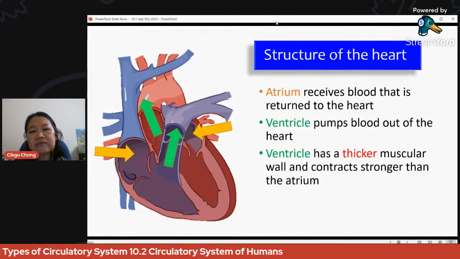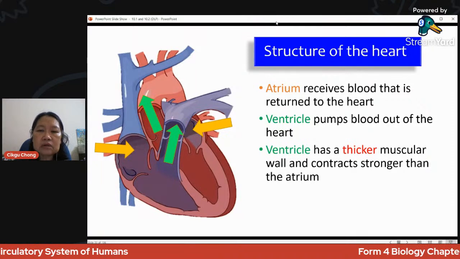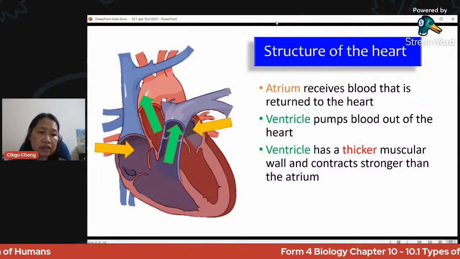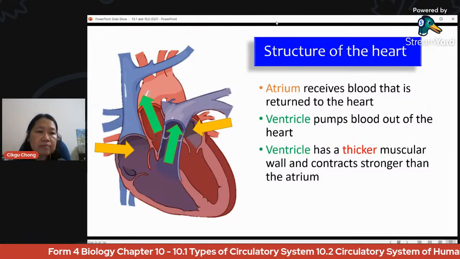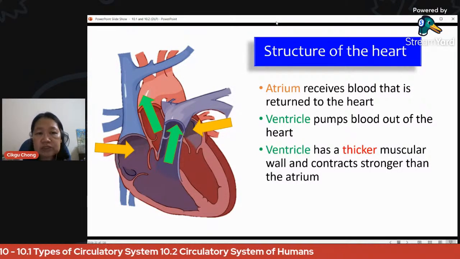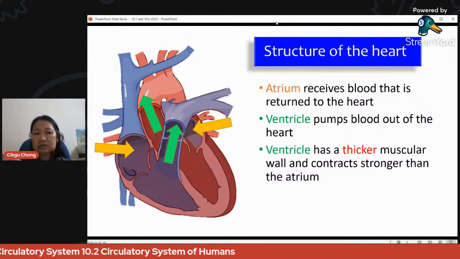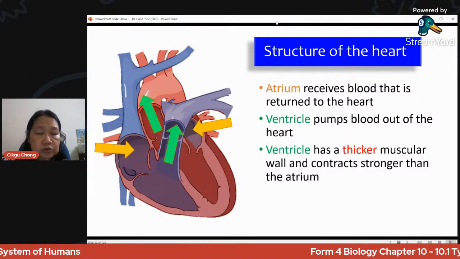And you can see the ventricle will always have a thicker muscular wall, and it contracts stronger than atrium. The reason is because ventricle needs to produce a higher pressure. It will carry blood to further distance compared to the atrium. Atrium just needs to contract and push the blood down to the ventricle. Very close by only, very nearby. You don't need a lot of pressure to do that.